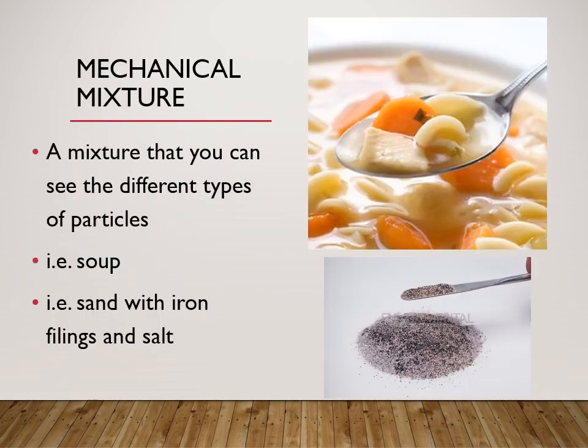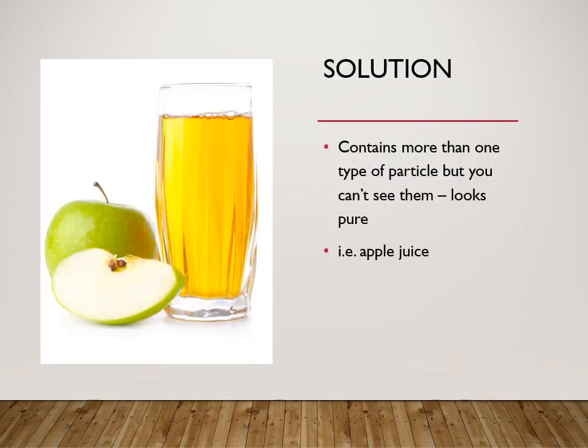A mechanical mixture is a mixture in which you can see all the different types of particles. So in a bowl of soup, you can see the chicken and the noodles and the carrots. You can also see, in a mixture of sand and iron filings and salt, all of those different substances discretely. So we would refer to that as a mechanical mixture.